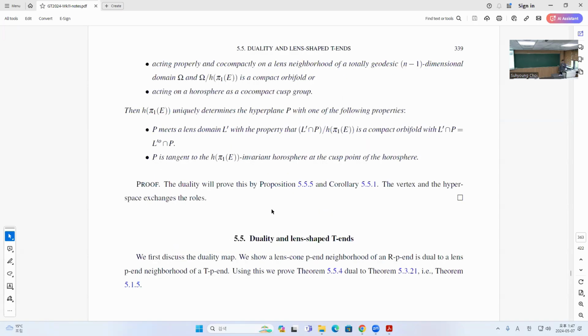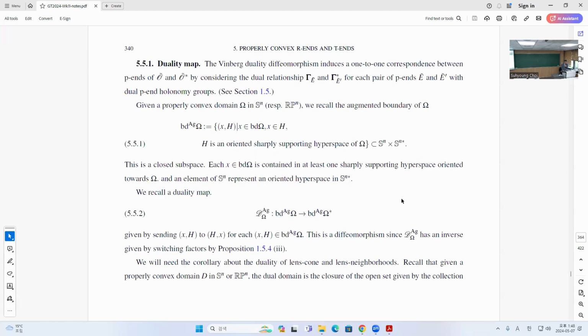Okay, so then I want to talk about the duality of the lens shape in RP^n. If you have a lens cone of the RP^n, then you can take the dual and obtain some lens of the p-end neighborhood, which is on the one side. Okay, so basically recall the duality map.